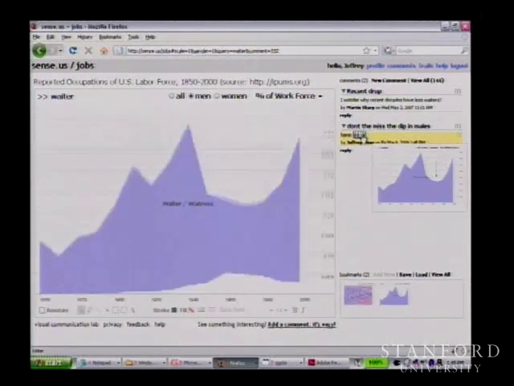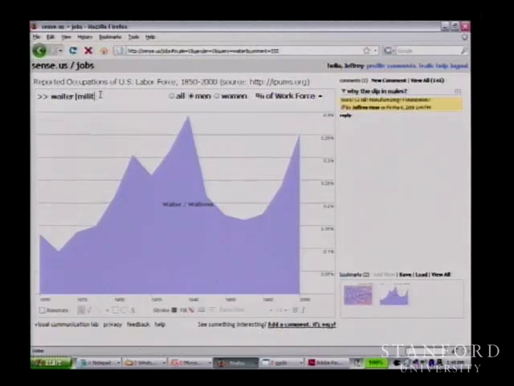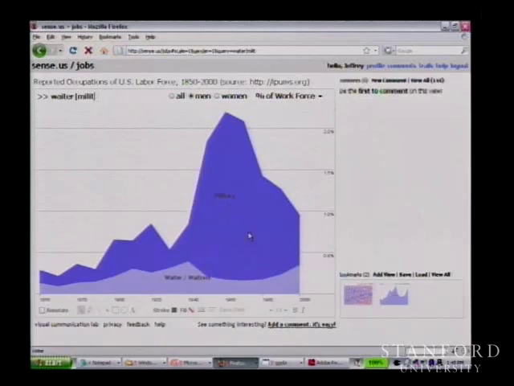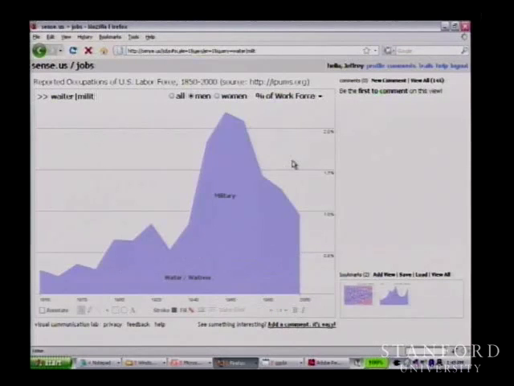So for example, I might follow this up and then ask, well, can I test the theory that it had to do with war? So I might create a query where I combine it with military and then look at the difference. And this is not the best plot for seeing it, but you will see that the peaks in military tend to coincide with the lowest dips in waiters, so that might be a factor in this particular case.